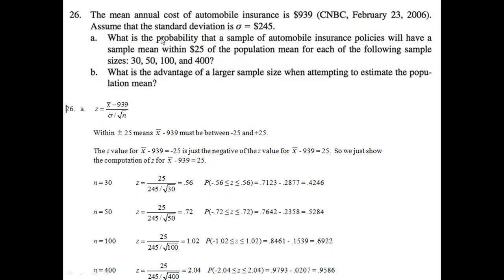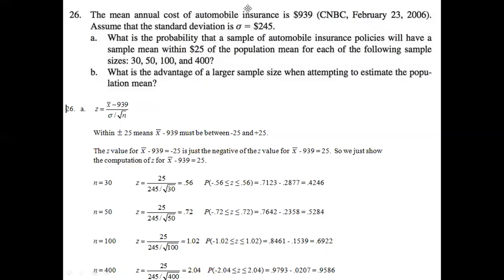All right, so the mean annual cost of automobile insurance is $939. Assume the standard deviation is sigma equals $245. A, what is the probability that a sample of automobile insurance policies will have a sample mean within $25 of the population mean for each of the following sample sizes: 30, 50, 100, and 400? And then B, what is the advantage of a larger sample size when attempting to estimate the population mean?